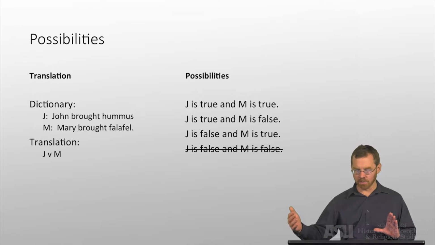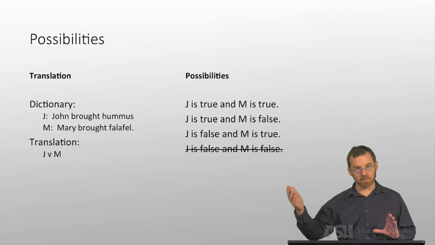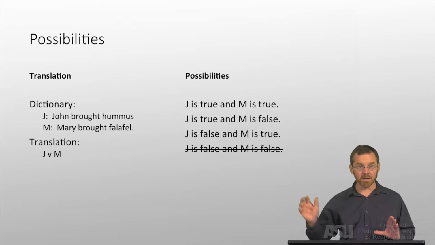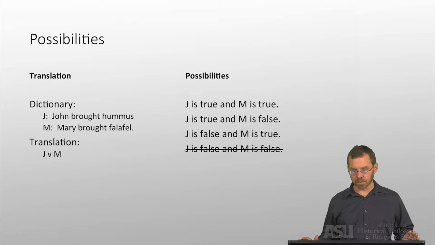J is true and M is false. One but not the other. That's possible. J is false and M is true. One but not the other again, just flipped around. That's possible. J is false and M is false. No, that's impossible. At least one of them has to be true.